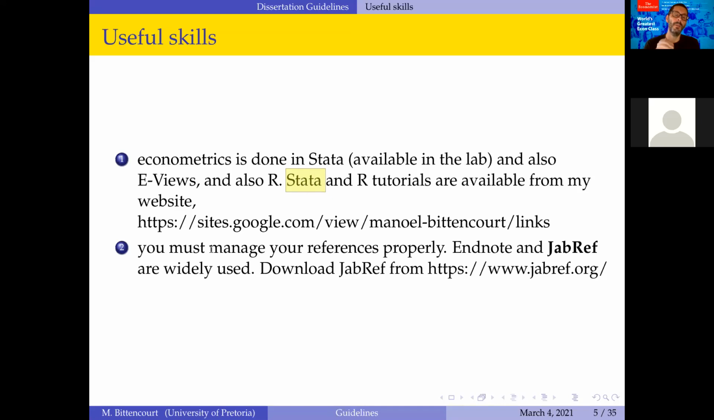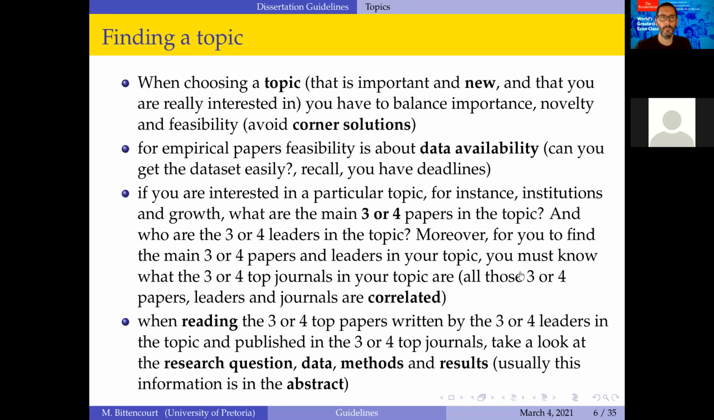What else? You must manage your references properly. There are software packages that help to manage our references. EndNote is widely used, but it's not free of charge. And there is JabRef, which is free of charge, so I'll be showing you JabRef briefly. You can download JabRef onto your computer by following the link there. Let me stop here for questions.